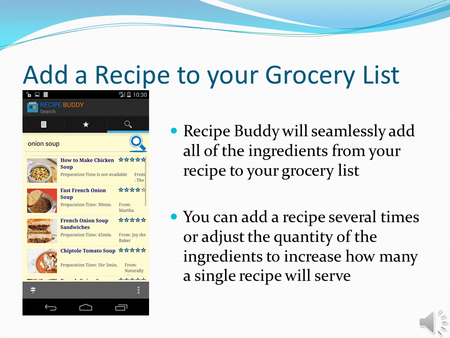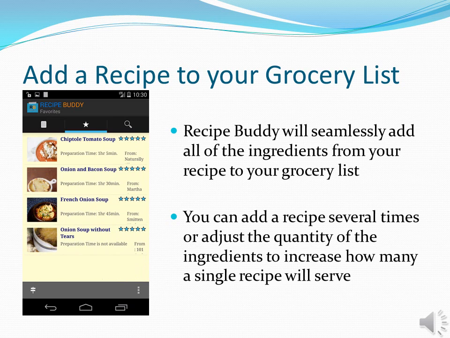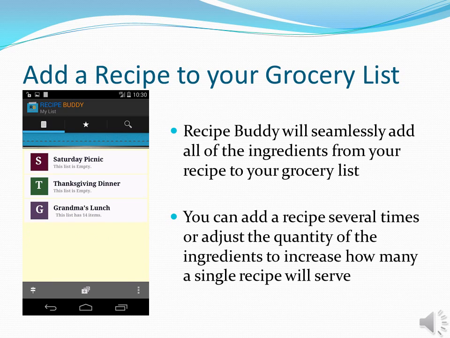You can add multiple recipes to your favorites. You can delete recipes from favorites also, but then from favorites you can also add the ingredients inside of those recipes to a grocery list. And you know that your grocery list is for something specific.